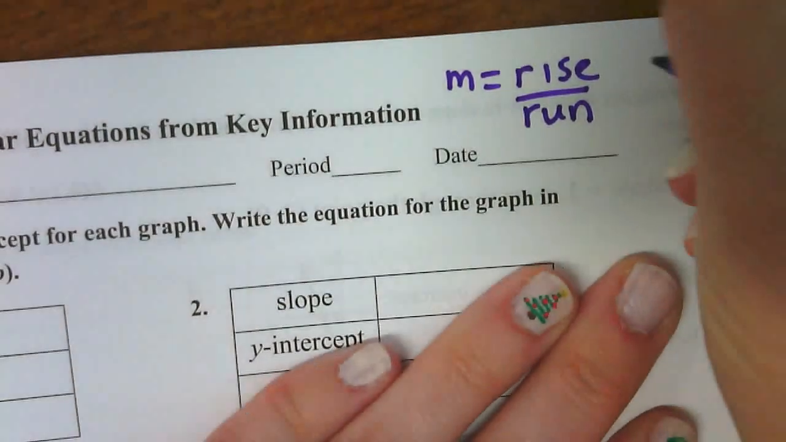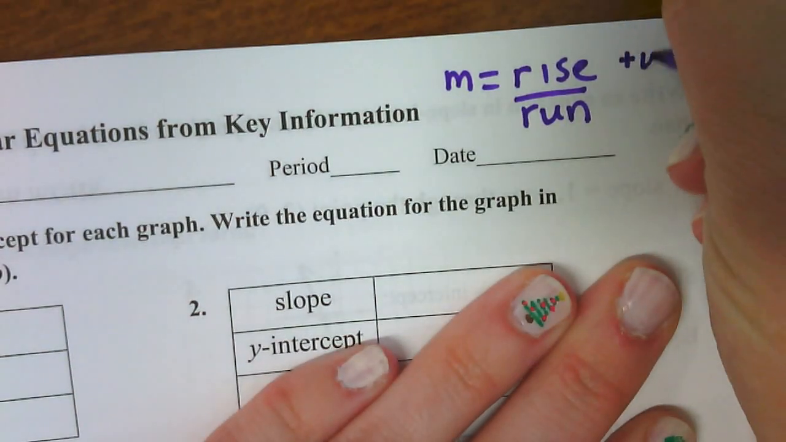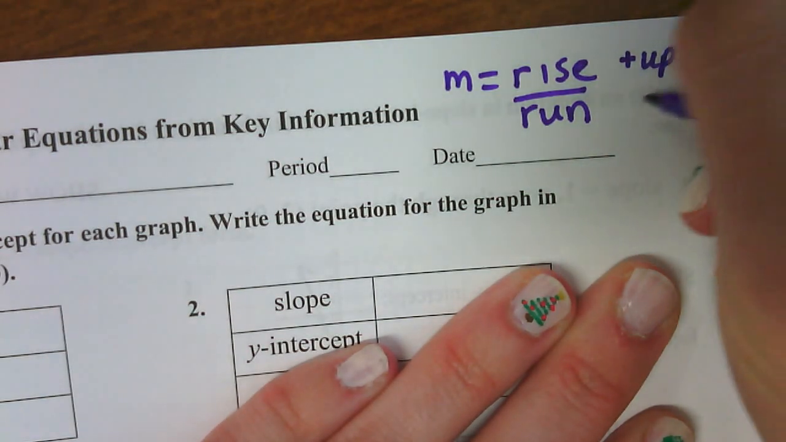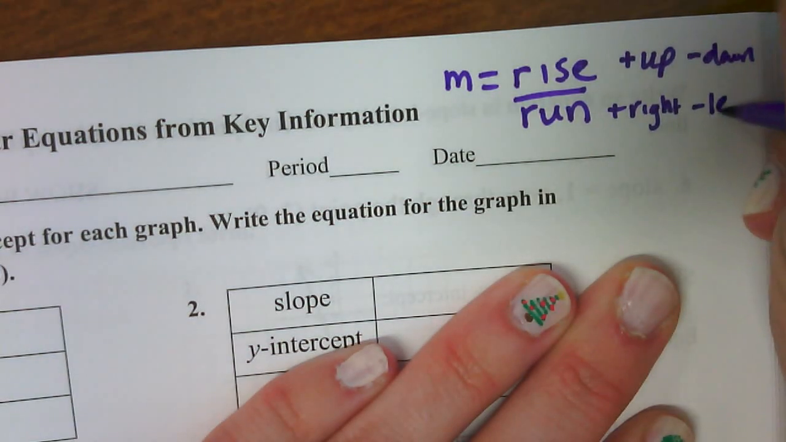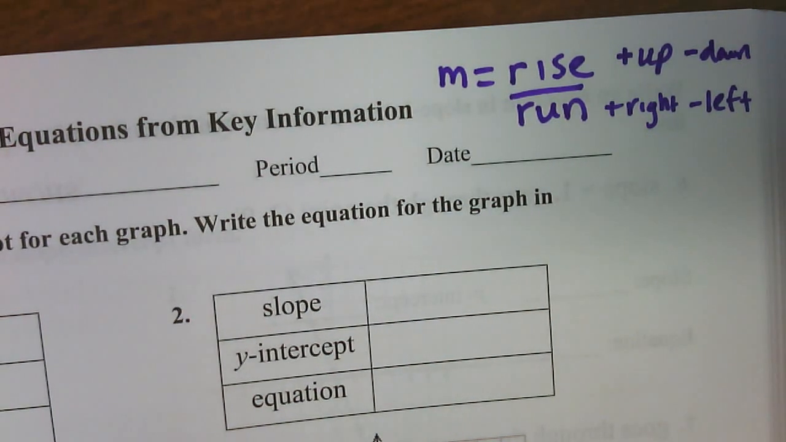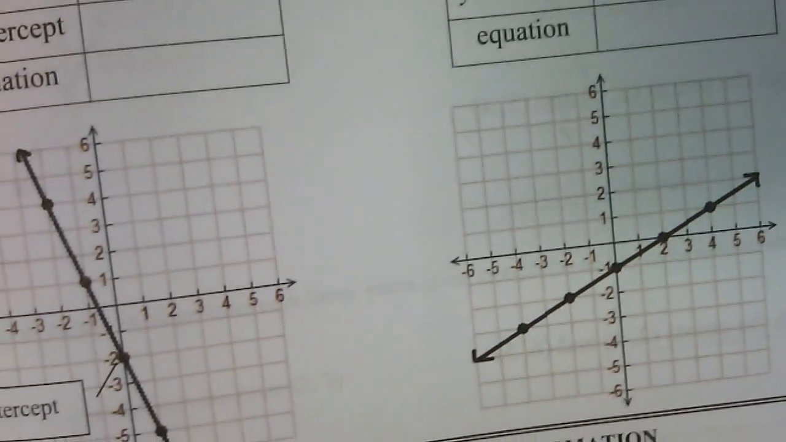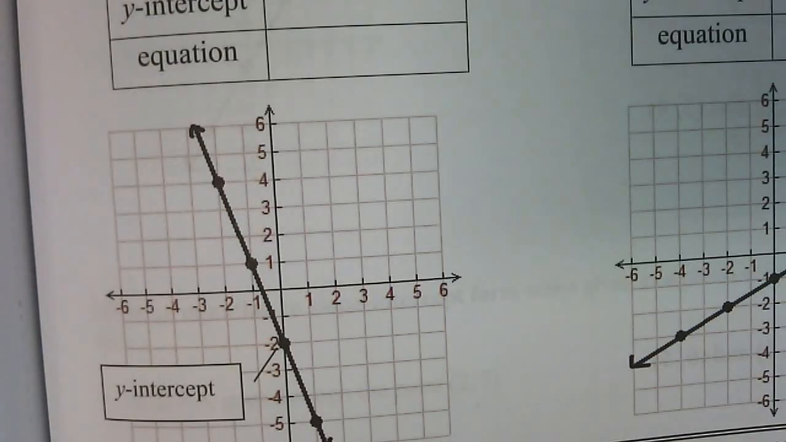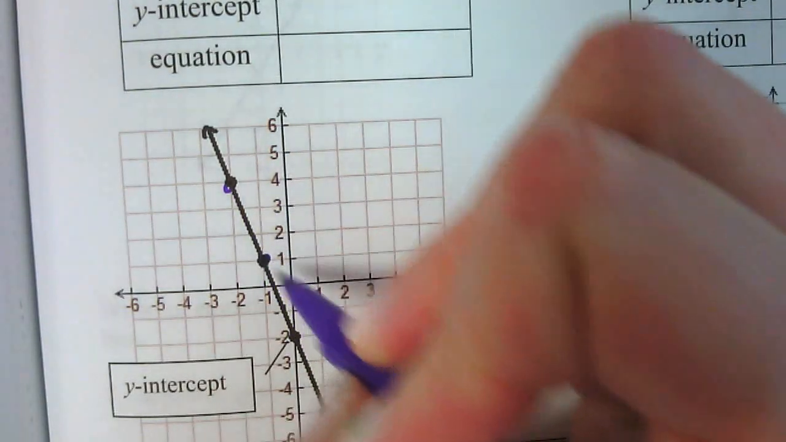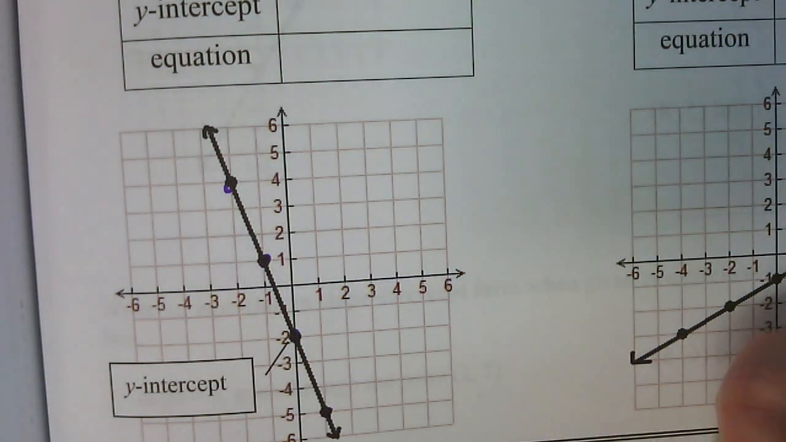Okay. We have a positive when we go up for our rise, and a negative when we go down. We have a positive when we go right for our run, and a negative when we go left. Okay, so those are things we want to keep in mind. So if we look at our graph, we're going to have stuff marked for us. On here we can see that we have these 4 points very clearly marked.